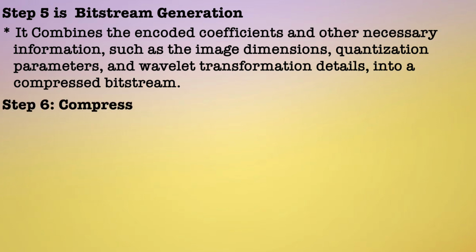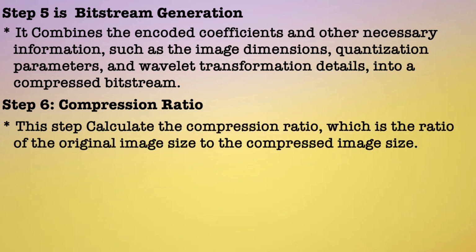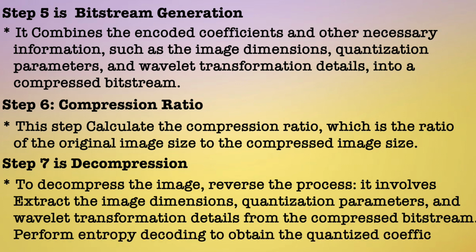The sixth step is compression ratio. This step calculates the compression ratio, which is the ratio of the original image size to the compressed image size. Step 7 is decompression. To decompress the image, reverse the process. It involves extracting the image dimensions, quantization parameters and wavelet transformation details from the compressed bit stream, and performing entropy decoding to obtain the quantized coefficients.